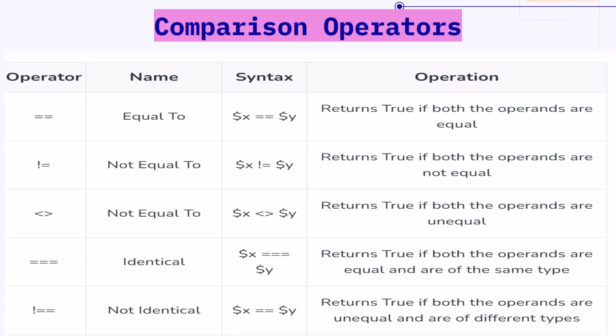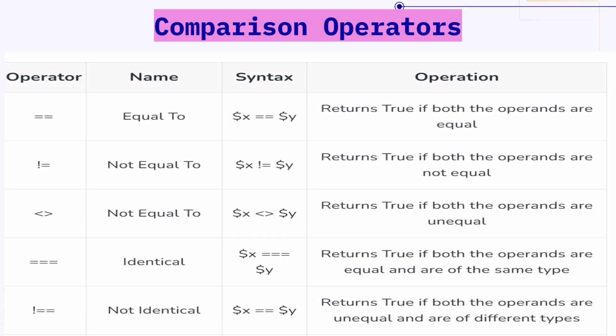Comparison operators. Comparison operators are used to compare two values and return a Boolean result. That is, it returns either true or false. The first one is equal to. It returns true if both the operands are equal. Not equal to. It returns true if both the operands are not equal. And the next one is not equal to. So it returns true if both the operands are unequal.